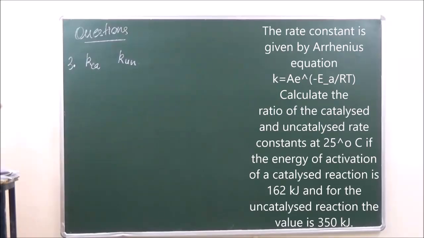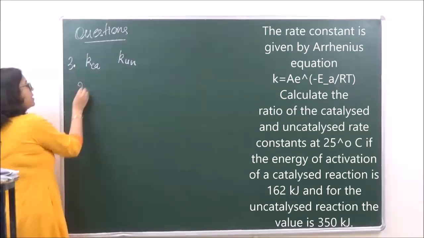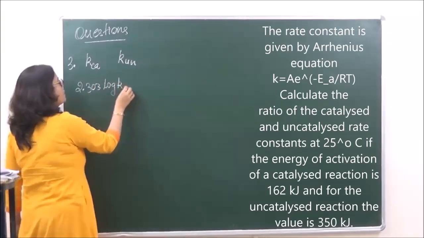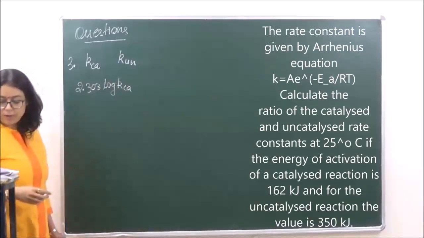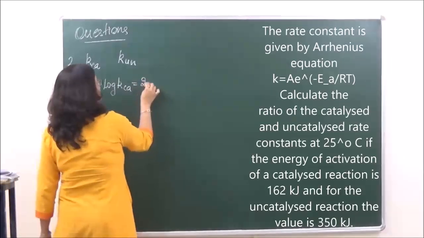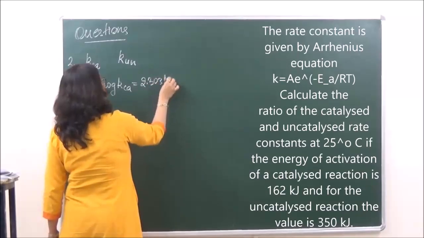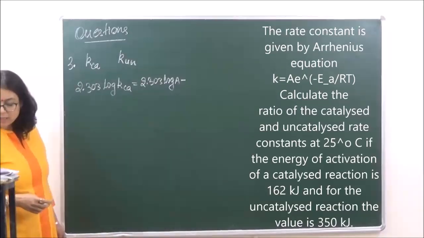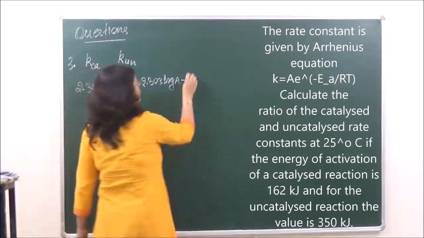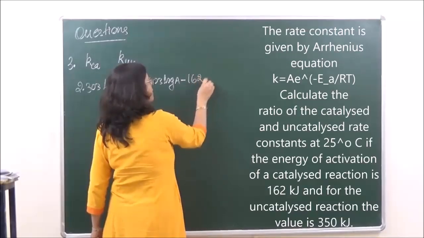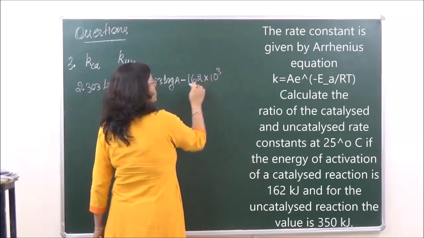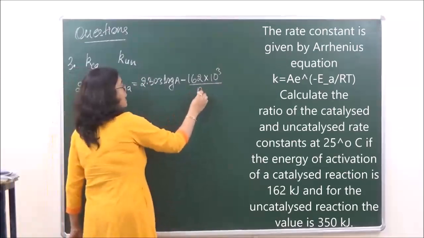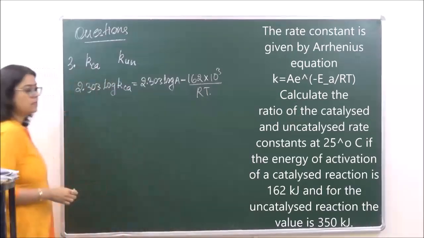Okay. So when we are talking of this, according to the Arrhenius equation, 2.303 log of kCa is going to be equal to what? 2.303 log of A minus the value of EA given to us, which is 162. So that has to be converted into joules. Okay? The value of R, let's keep it as it is, and let's keep the temperature also as it is.